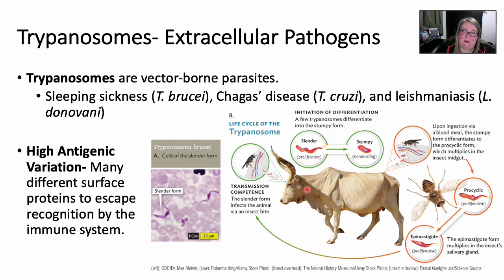Okay, it's going to be in what's called the slender form. Okay, this is what the slender form looks like. So it's this long, skinny parasite with this flagella. Okay, so it's then going to infect the host, where it's then going to multiply in the bloodstream.